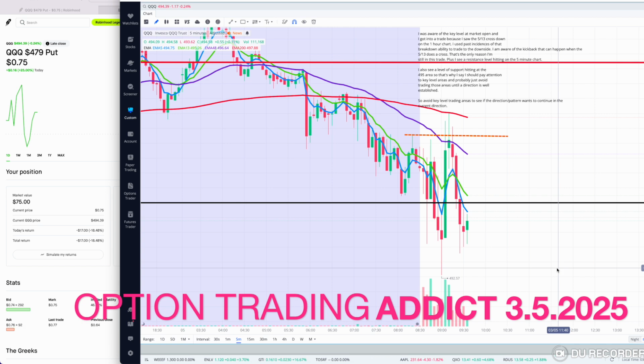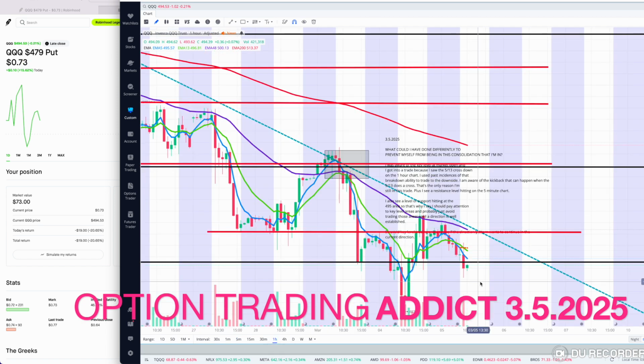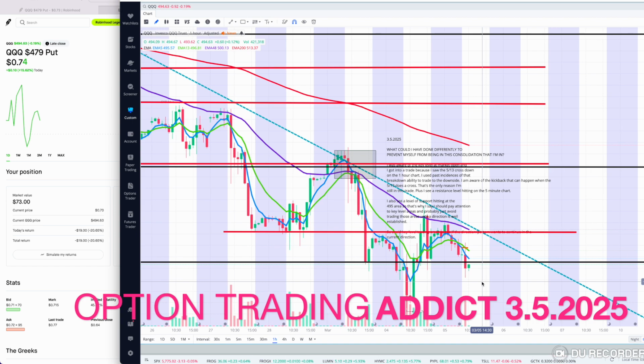Looking at this on the 5-minute chart, I'm telling myself this could go any direction. But when I look at the 1 hour chart, I'm like, yeah, this wants to break down. It wants to break down. The technicals say it wants to break down.